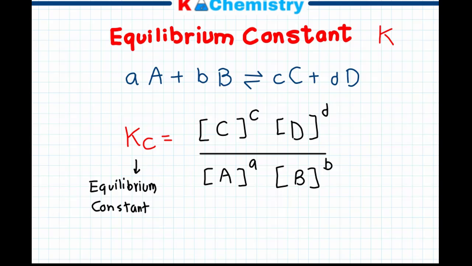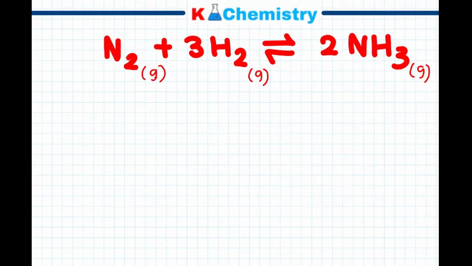So let's write an equilibrium constant expression for the following reaction, which shows the synthesis of ammonia. This equation shows us how ammonia, NH3, is made from nitrogen and hydrogen. Everything here is in the gaseous state. So I'll start by writing my equilibrium constant. What is my equilibrium constant? Kc.